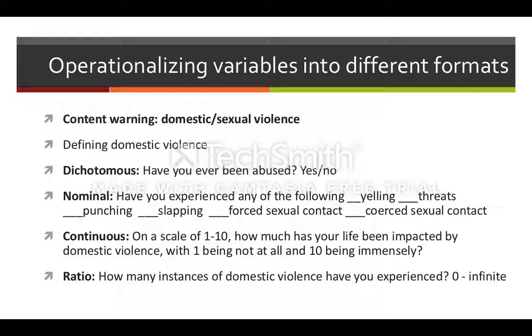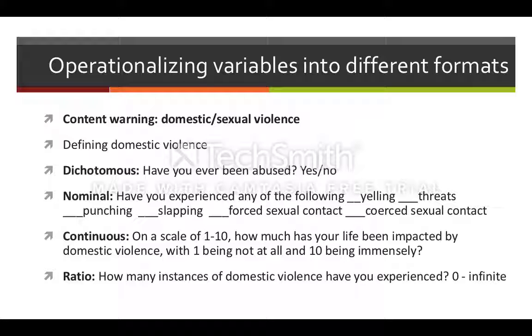So now I want to talk about how we put variables into different formats. And as a content warning, for this slide, I'll be using an example related to domestic violence or sexual violence. So if you would like to skip this slide set, I will be on this slide for about 60 seconds or so, you can just skip ahead to the next slide if you need to.